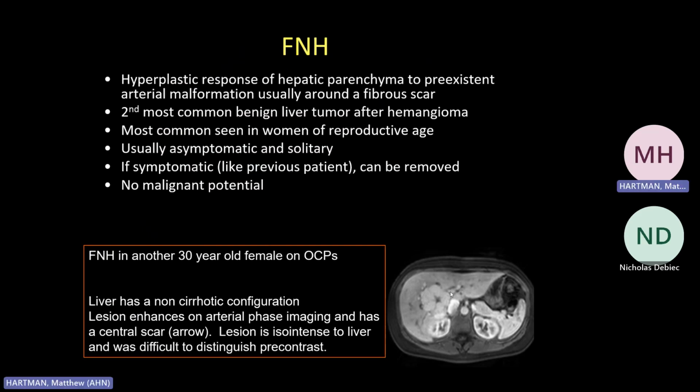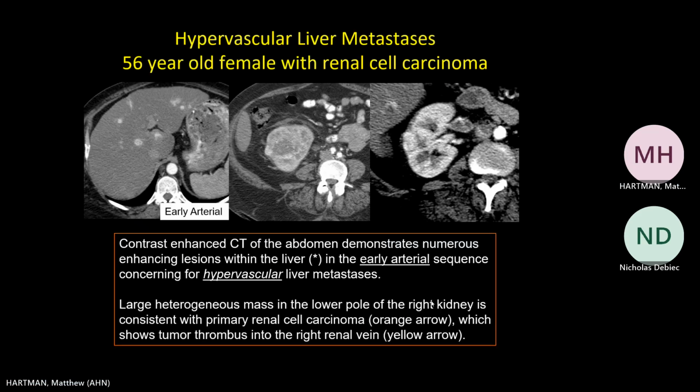Another classic case, arterial enhancement, central scar. But I'm telling you, on the other phases, it can be hard to see. So if you get a lesion that you only see on the arterial phase, be thinking FNH. Okay, how about this case?